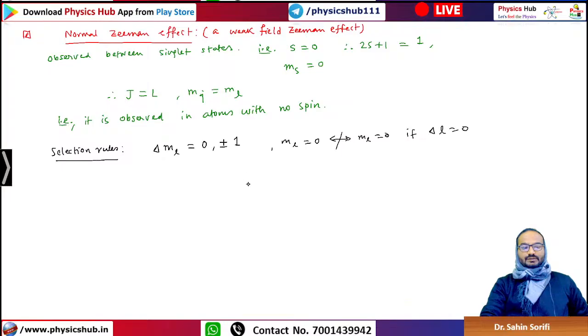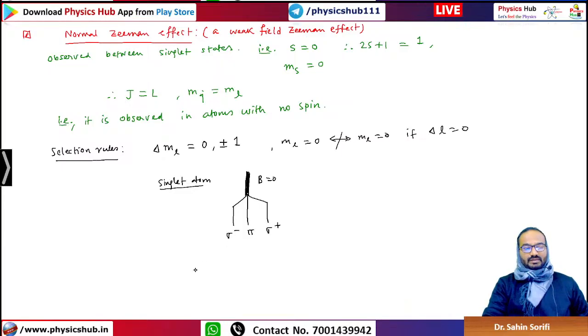We have already told you, let's say if you have a line like this, for a singlet atom, it will get split into 3 lines. One is the central unshifted line, this is the pi line, and we have sigma plus and sigma minus.